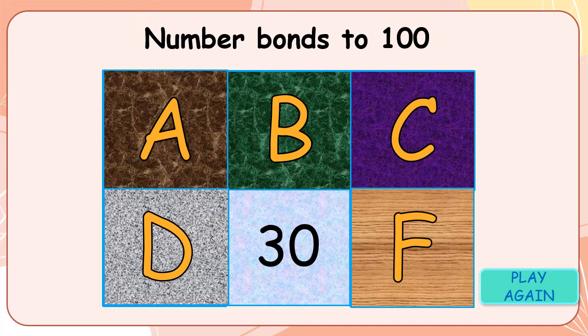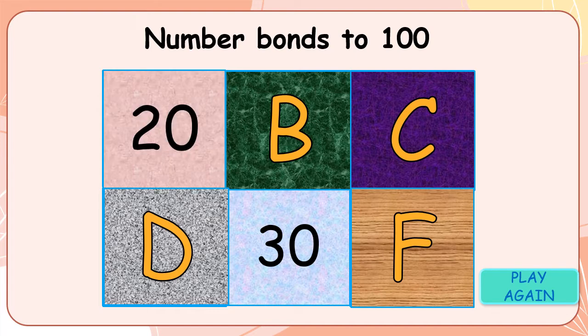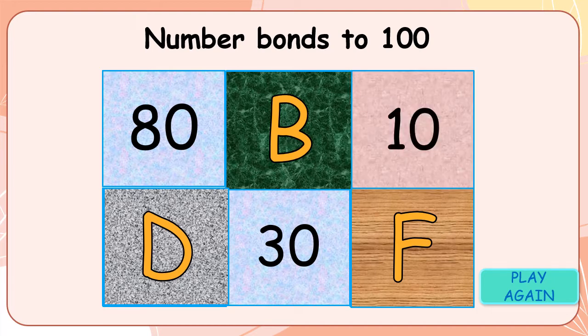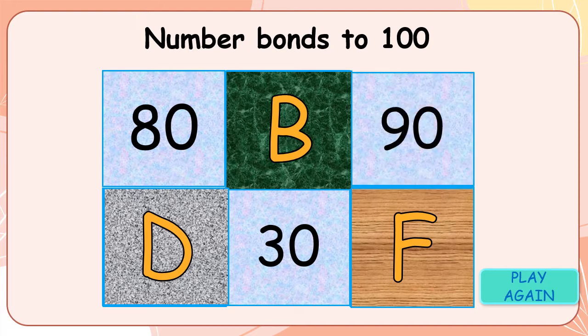Another letter. I heard you. Why not? Let's try A. Now we have 20. What goes with 20? Exactly. 80. Let's have another letter before we proceed to our next activity. You want to try C? Okay. Now we have here 10. Very good. 90 and 10 are number bonds to 100. Good job, children.